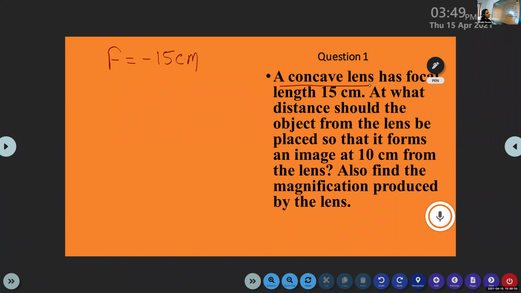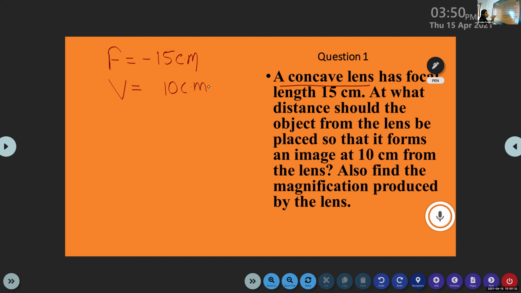And what are the other parameters given? At what distance should the object from the lens be placed so that it forms an image at 10 centimeter from the lens? So what is the other parameter given? Image distance. Very good. And how can we represent the image distance? Using which letter? U is object distance. Image distance can be represented by V. V is given as 10 centimeter.